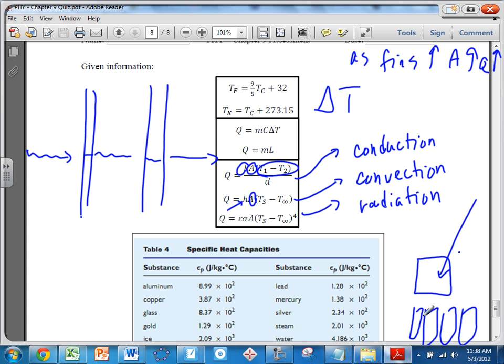Radiation, last one. Remember these two values. E, I said, was emissivity. This sigma was the Stefan-Boltzmann constant. 5.67 times 10 to the negative 8, I think I said. You don't need to know the names, just know that these are constants. But this epsilon, actually, let's just write it down again. It's in your notes if you look. Epsilon is your emissivity.